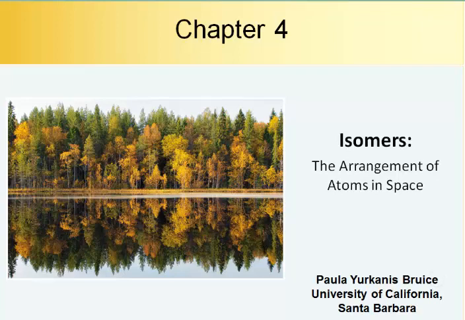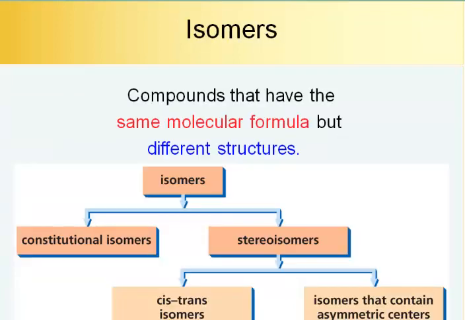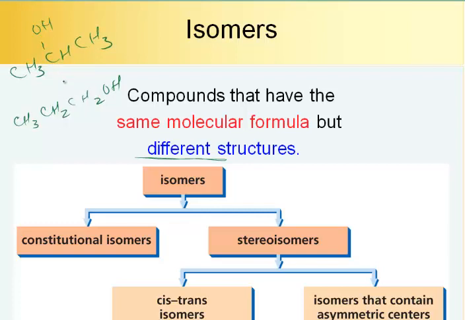Chapter 4, Isomers. Isomers are chemicals that have the same molecular formula, but they have different structures. Those different structures can appear two different ways. We can have constitutional isomers, so something like if we had propanol, this is one propanol, or if we had two propanol. What we have here are constitutional isomers. They differ in the way that their atoms are connected.